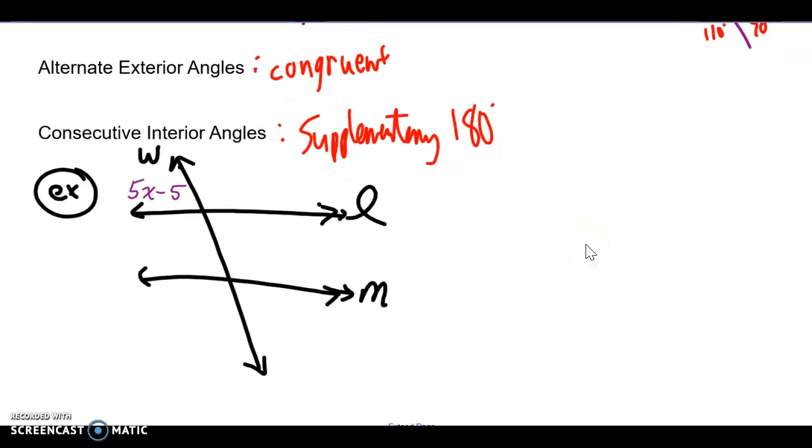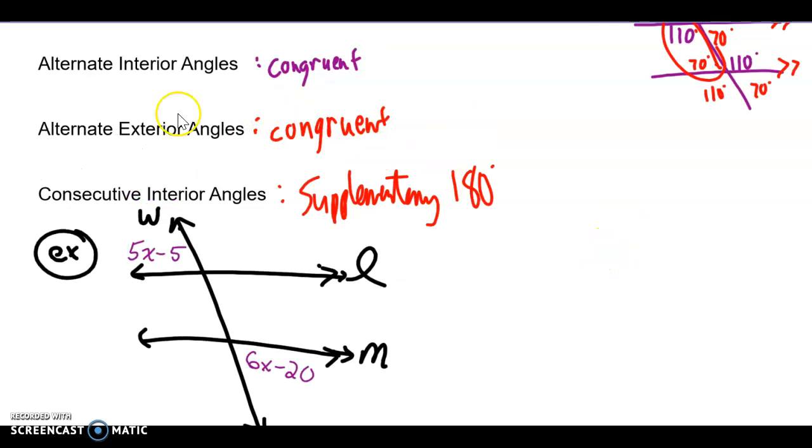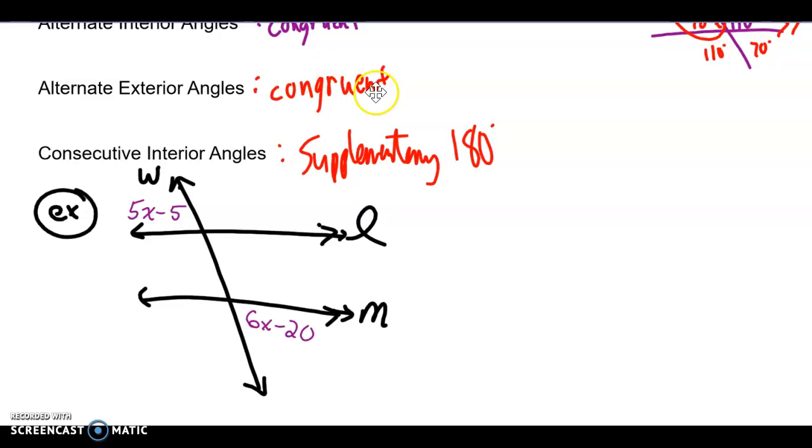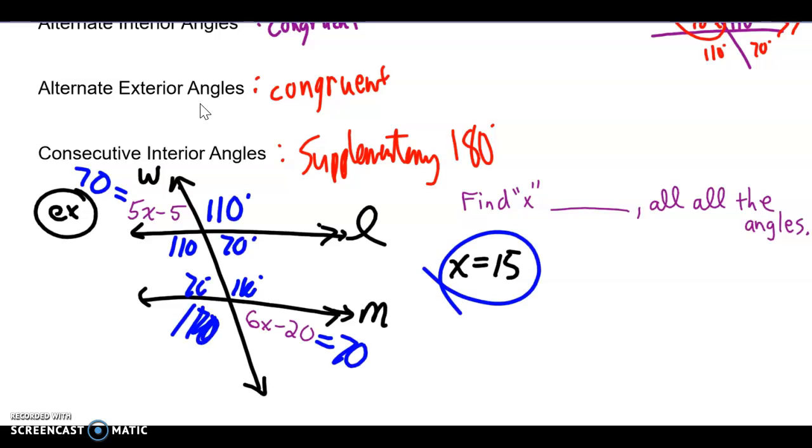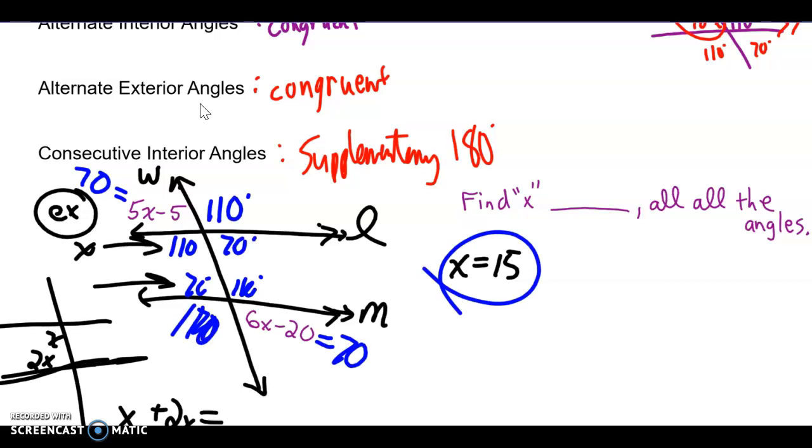So in this example, I'm giving you the top right and the top left and the bottom right. Those are considered alternate exterior angles. And alternate exterior angles are congruent. Because they're congruent, I'm going to say find x and then find all the angles. So x becomes 15 because you can now set this angle equal to this one.